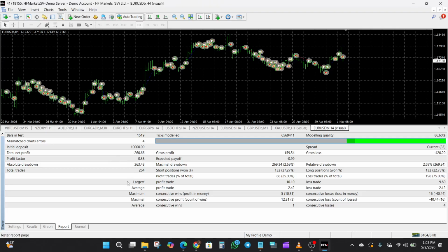The largest profit trade was just $10.10. The largest losing trade was $9.6. The average profit was 2.42 and average loss was 2.12. So that tells me that the risk to reward ratio is just close to 1:1. There are 264 trades taken. Short trades were 132 with a 27.27% win rate. Long positions were 132 with a 22.73% win rate.